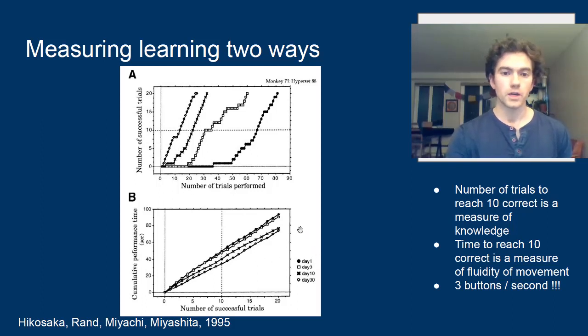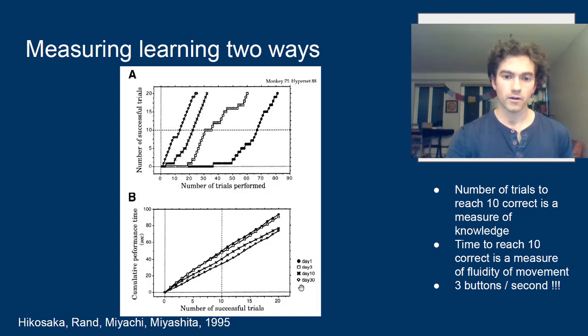The other way that they're going to measure is the speed, or the amount of time that it takes the monkey to amass those 10 correct trials. And importantly here, they're only looking at the correct trials. So even though it might take the monkey 65 trials to get a total of 10 trials, they're only going to count the time that it took the monkey to get those 10 trials. And that's why these lines end up being quite close together, even though we're looking at really different levels of performance.